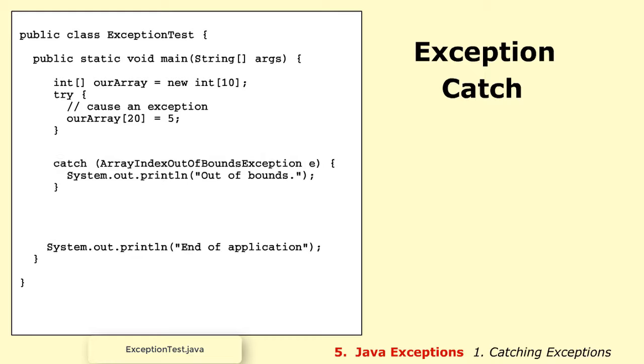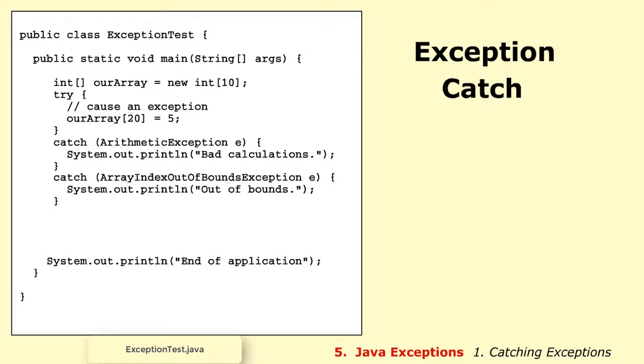You can monitor for multiple types of exceptions in your try block. Just add more catch blocks. But when an exception occurs, only the appropriate catch block is executed. The others are ignored. The execution resumes at the first statement following all your catch blocks. Let's compile this code.